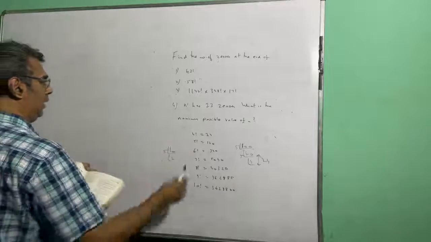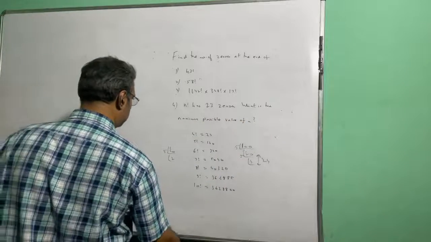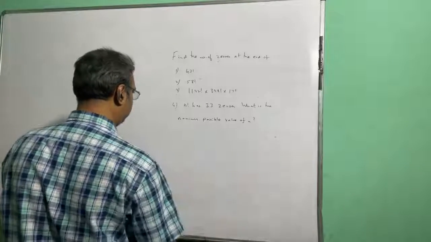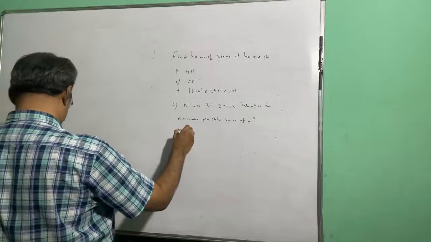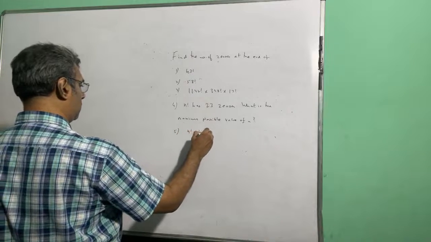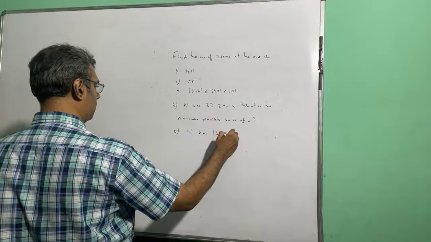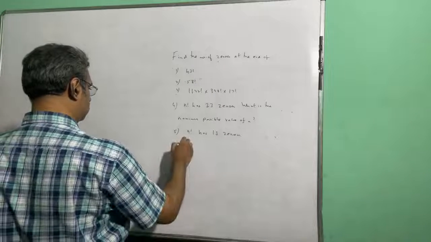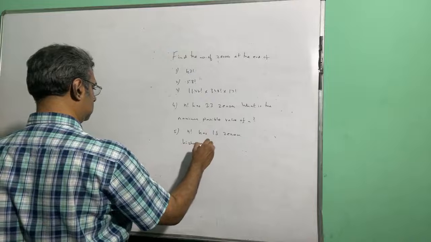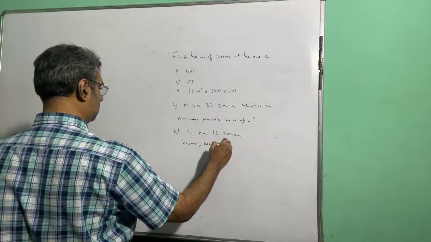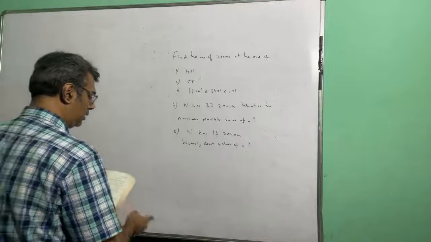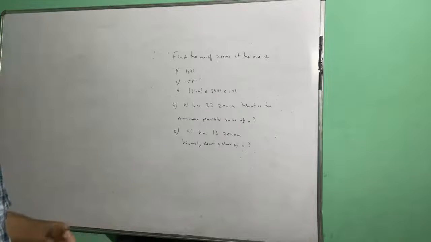Okay, question number 4. N factorial has 23 zeros. What is the maximum possible value of n? Question number 5, n factorial has 13 zeros. So if n factorial has 13 zeros, what are the highest and least values of n? So these are the questions.